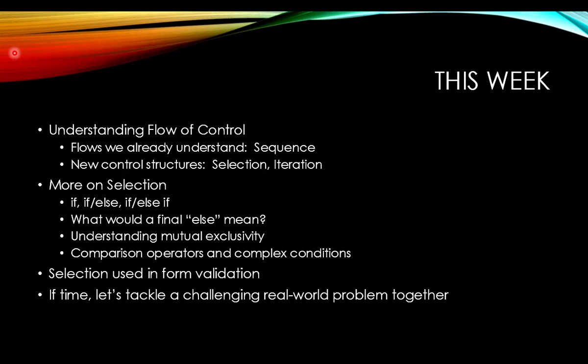We're also going to explore a little bit about mutual exclusivity. We need to understand that often we're programming cases where one and only one of the scenarios needs to get executed. So we're going to look at how that will work. And then we're going to revisit our idea of comparison operators and how to write more complex conditions, because we haven't used those yet and they didn't really make sense when we introduced them. So we'll look at that.